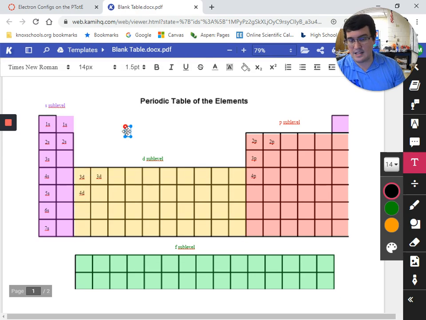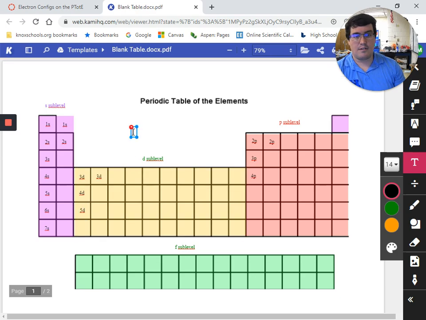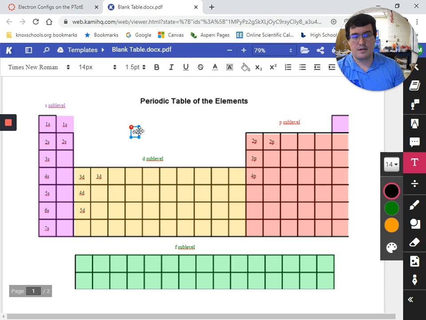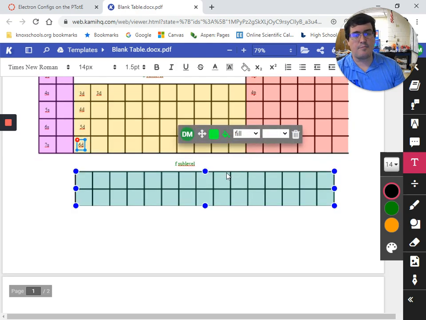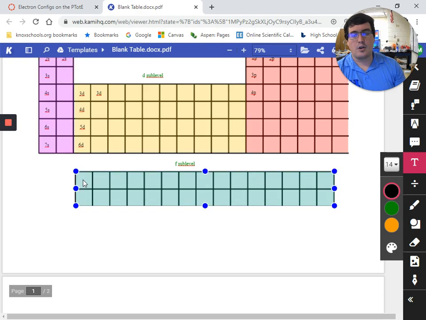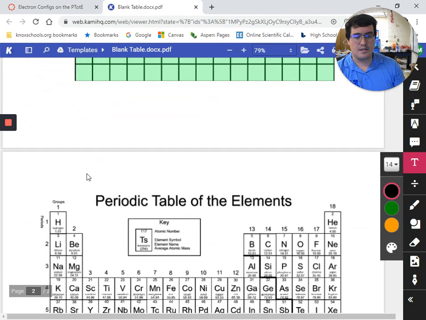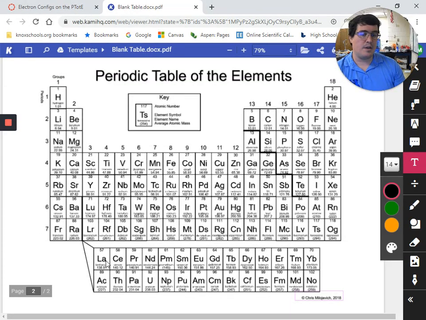Everything in the row below that is 5D, etc., etc., etc. We can get a 6D in there. And while I'm at it, let's finish up with the F block. All right, for the F block, we need to figure out what element that is. So let's scroll on down. That's element number 57. It's lanthanum.